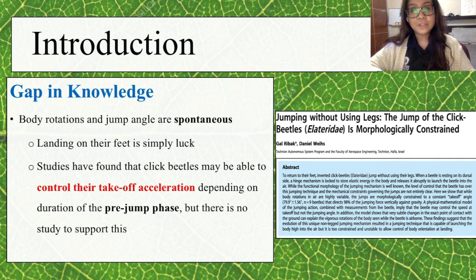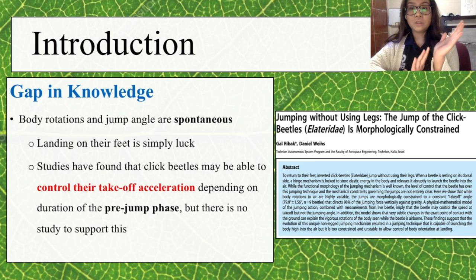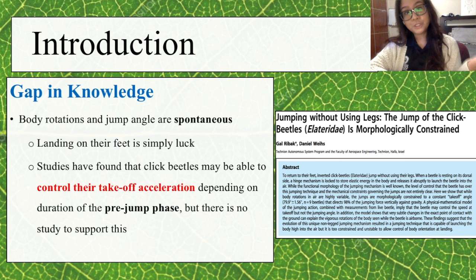From the data they gathered, they proposed that there might be some type of control of their takeoff acceleration by controlling the duration of the pre-jump phase. So the duration in which the click beetle flexes its head and stores up all that elastic energy, they hypothesize, or they found some data that supports that maybe they're able to control just how much their acceleration is based on the duration of their pre-jump phase.